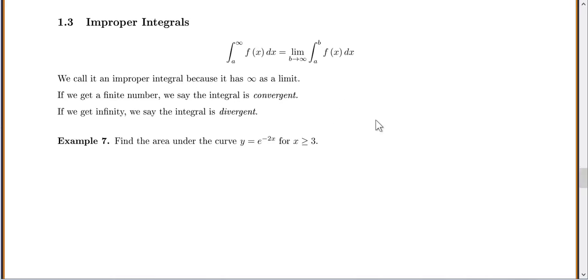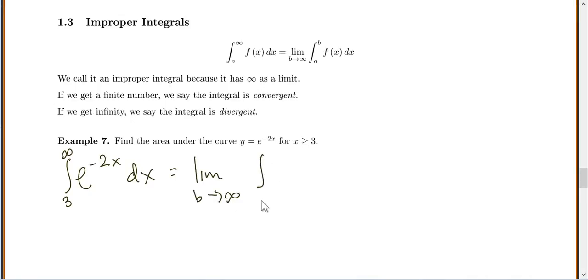Let's find the area under the curve y equals e to the negative 2x for x greater than 3. So that means for our area, we're going to go from 3 to infinity, because they didn't give us a stopping point, e to the negative 2x dx. So technically, again, this is the limit as b goes towards infinity, and we'll integrate from 3 to b, e to the negative 2x dx. So we'll still have the limit. That stays with us until we actually plug in the infinity.